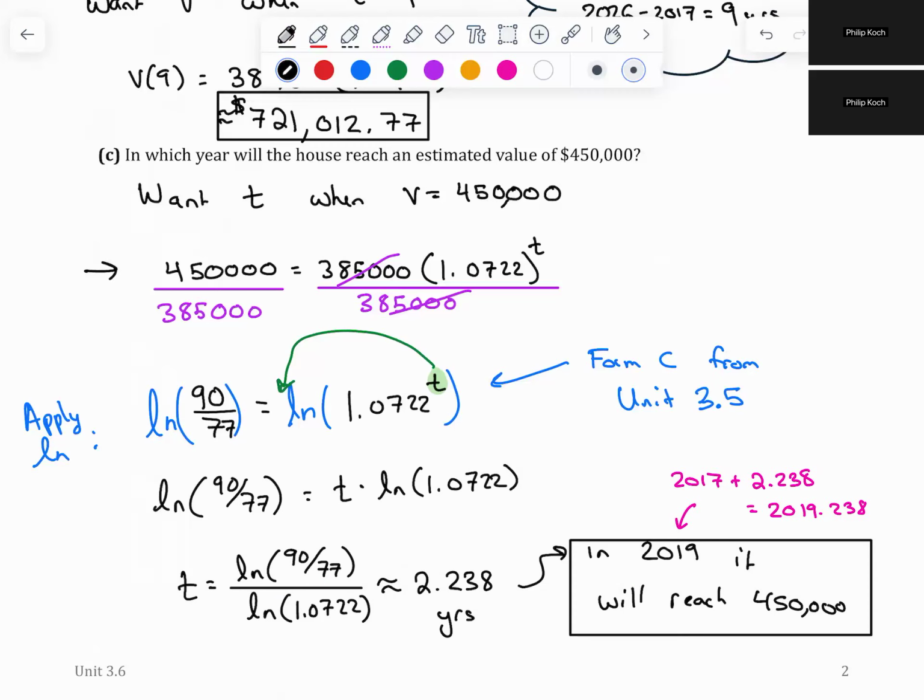But point being, in 2.238 years from 2017, it will reach that. So it's asking in which year it will happen. So it'll happen about 0.238 times 12.